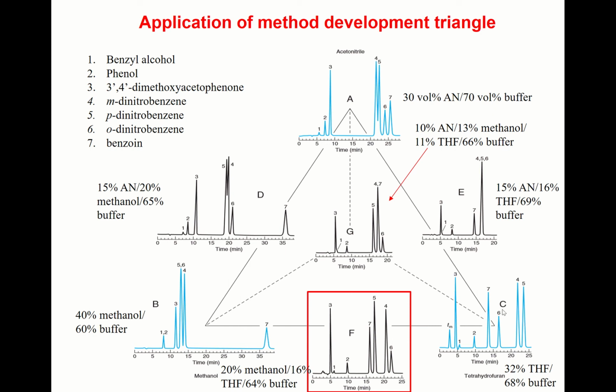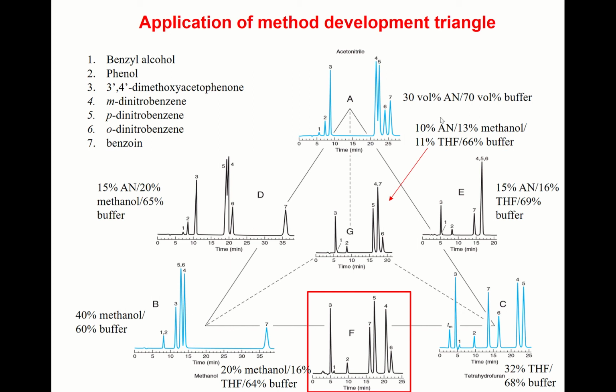Now we tried only one organic solvent, but now let's try two organic solvents and an aqueous buffer mixture. Now what to try? A combination of A and B, of course with aqueous buffer, and then 15% acetonitrile, 20% methanol and 65% buffer gives you this chromatogram.